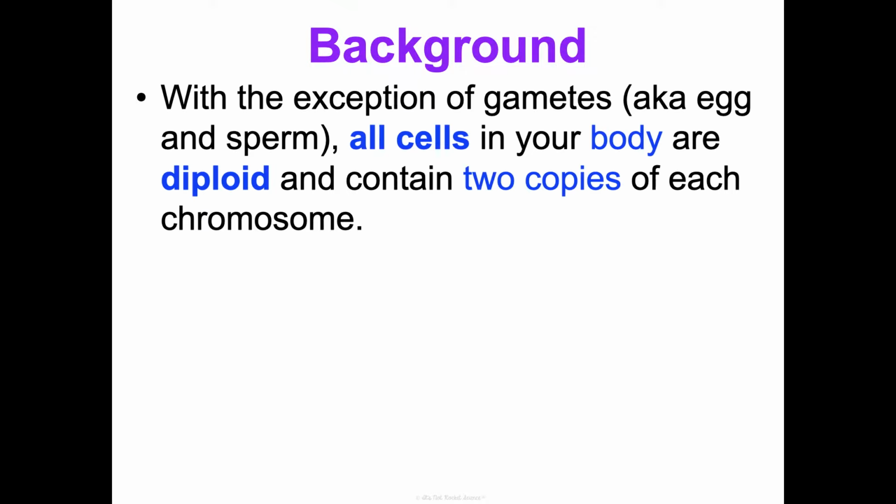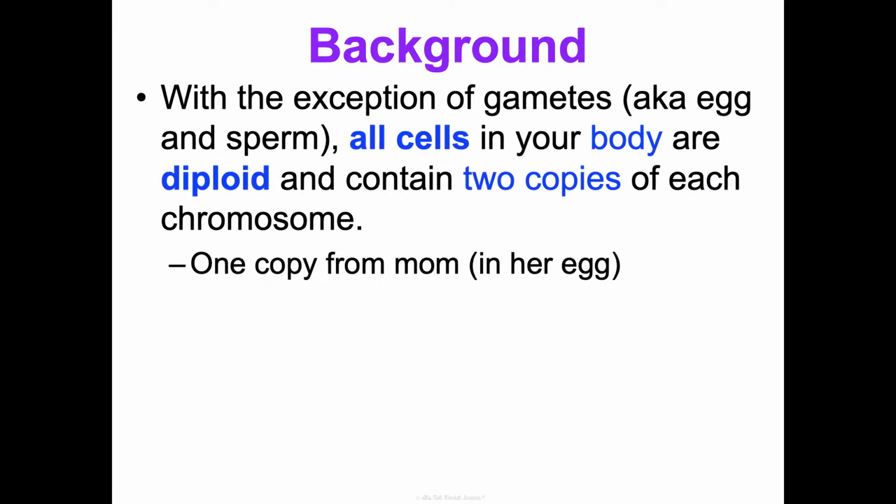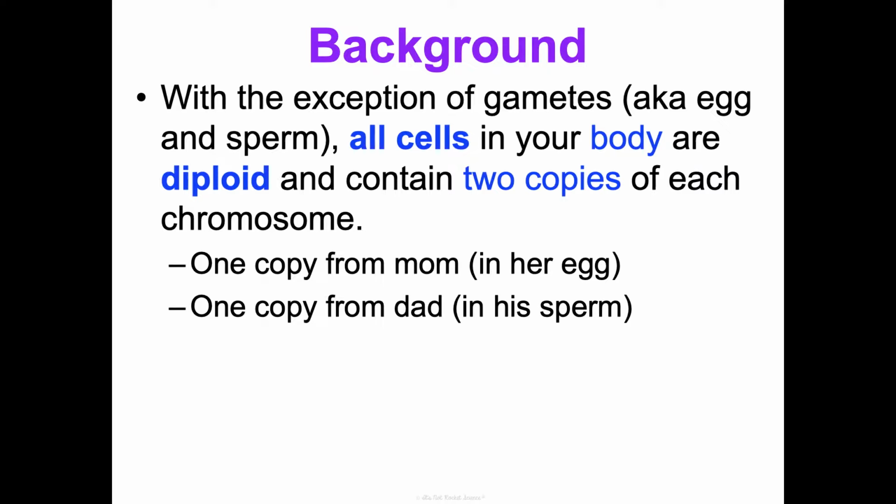So if you remember our gametes, which are egg in females and sperm in males, with the exception of those, all the other cells in your body are diploid. And remember, think diploid, double, meaning they have 2 copies of every chromosome. 1 copy of each chromosome came from your biological mother and her egg. 1 copy came from your biological father and his sperm. Now remember, humans have 23 pairs of chromosomes. So 23 individual copies from mom, 23 individual from dad.